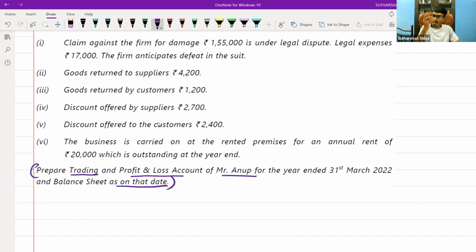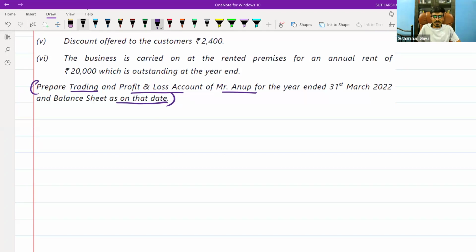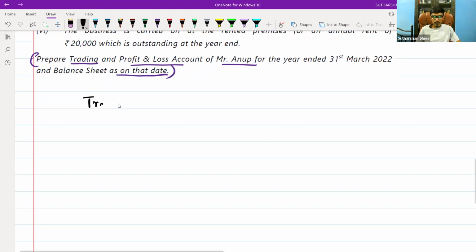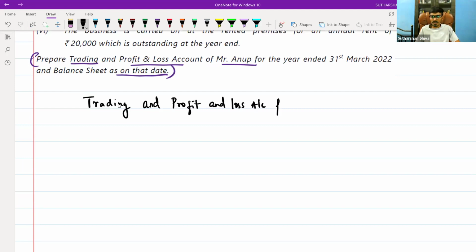I never read the question. I will directly go with my Sudoku-like problem solving, and then I will easily proceed with this. So take this out and write down. First one is your trading account. You can prepare trading and P&L put together comprehensively, or you can prepare them separately. Trading and profit and loss account. Just look into it, it will be a cakewalk for you.